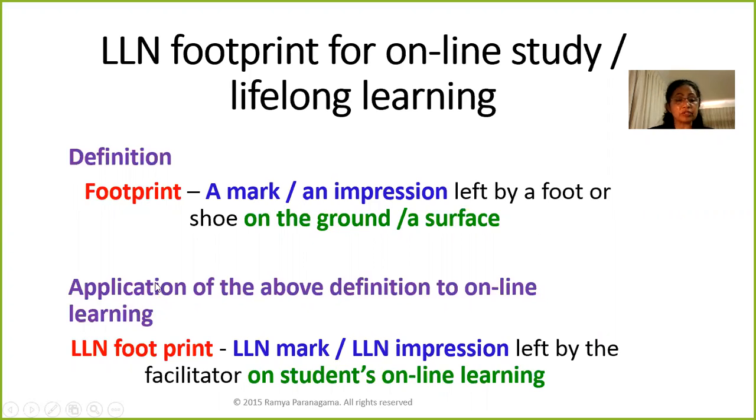The footprint is going to be substituted by LLN footprint. The mark and impression is the LLN mark or LLN impression, that is language, literacy and numeracy. The "left by foot or shoe" is going to be replaced by the lecturer, the facilitator, or the organization. And now the target is in green, on the ground or a surface. Here the target is student online learning. Going back to this title, it has become lifelong learning.